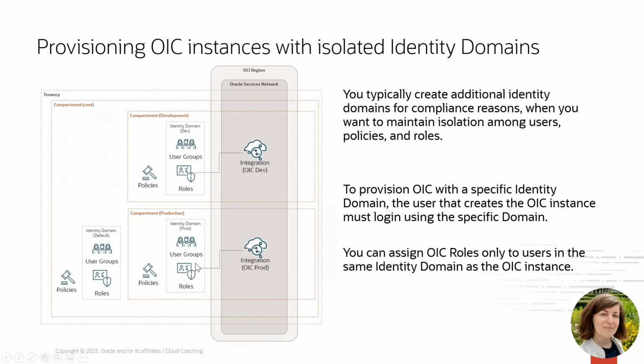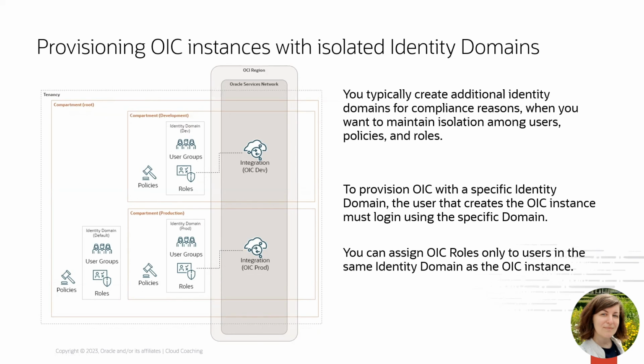Keep in mind, you can assign OIC roles only to users in the same identity domain as the OIC instance. So in this example, if your OIC instance is provisioned using the production identity domain, you can assign OIC roles only to groups defined in the production identity domain. You cannot assign application roles for this instance to groups from a different identity domain, for example, the development identity domain. Again, this is a situation for strict security and compliance requirements.